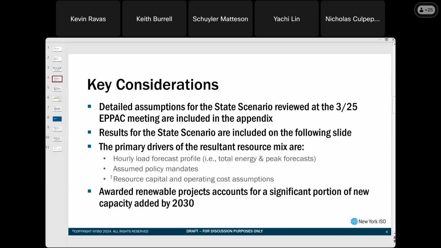And then finally, the costs. The model likes to pick resources that have lower costs than others, while also considering things like how much capacity is required in ELCCs and things like this. And then finally, when it comes to the projects that are coming online before 2030, a lot of them are a result of awarded renewable projects that have contracts that are more like firm resources that will come online by that time.